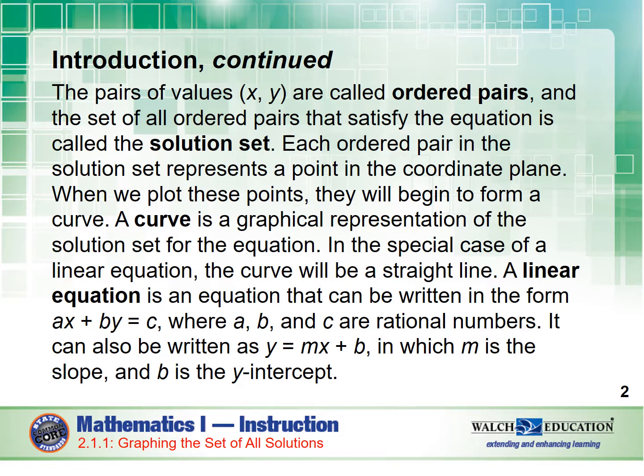In the special case of a linear equation, the curve will be a straight line. A linear equation is an equation that can be written in the form ax plus by equals c, and we're going to be getting into that a little bit later. That's called standard form. You don't have to know that for right now. Where a, b, and c are rational numbers. They can also be written as y equals mx plus b. You guys are very familiar with that. That's slope-intercept form, where m is the slope and b is the y-intercept. We're also going to be going really into that.